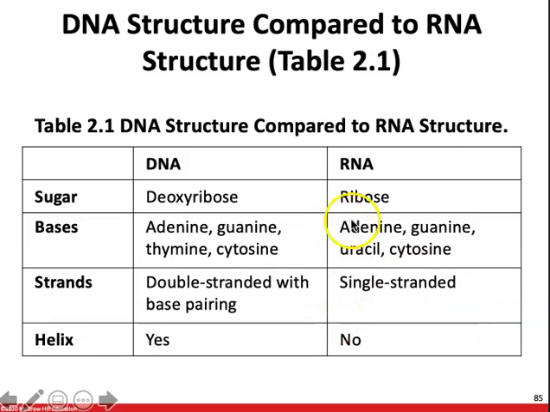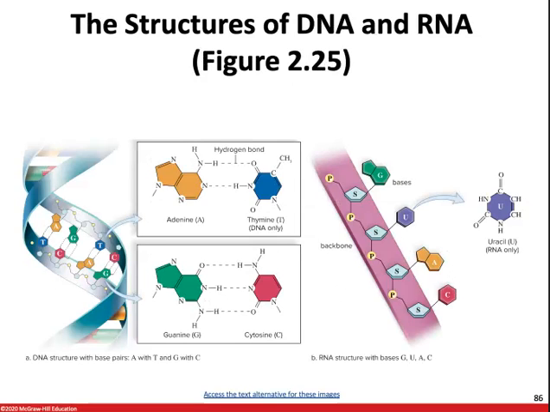RNA has adenine, guanine, and cytosine, but it does not have thymine. It instead contains a nucleotide base called uracil. DNA is going to be a double-stranded molecule, whereas RNA is a single-stranded molecule. Because of its double-strandedness, DNA will form that helix. RNA will only form a single strand, and it's not going to wind around itself. So here's our DNA structure and our RNA structure.